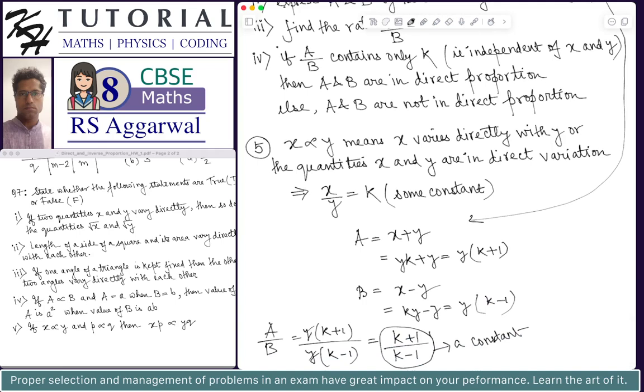Okay. So the last concept is very straightforward. Whenever you see this mathematical notation, it means that X varies directly with Y, or the quantities X and Y are in direct variation. So we can say that the ratio will be a constant, that is X by Y will be equal to K, where K is some constant. So using this result, you can proceed to solve any given problem.